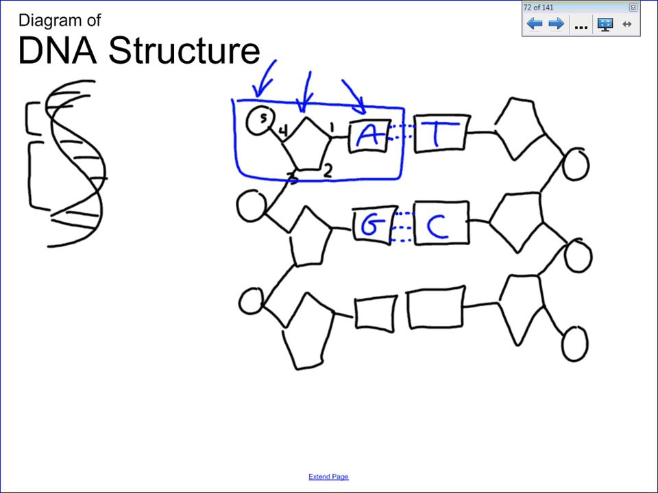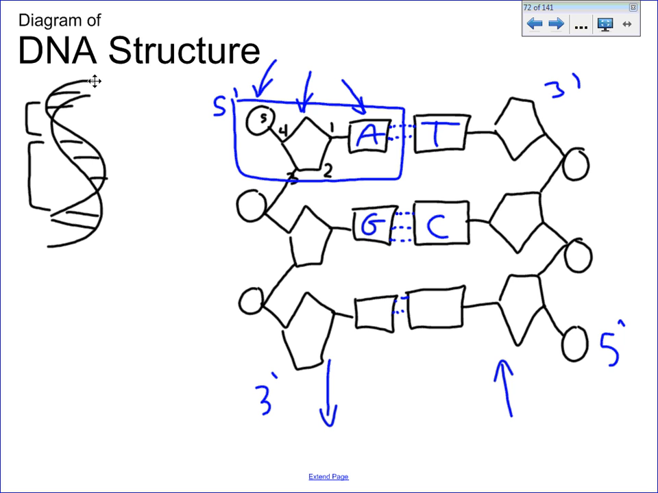In addition, we can label the 3 and 5' ends. The 5' end is where the 5th carbon is. The 3' end is where the 3rd carbon is. This creates a direction that the DNA will ultimately be read, where this side goes from 5 to 3, 5 to 3, which means these 2 strands are anti-parallel.